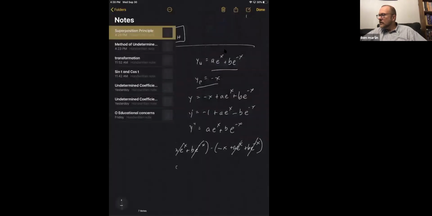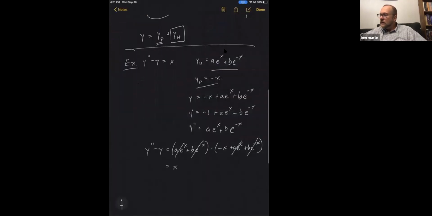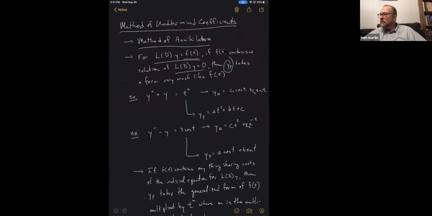So going back to the iPad again. And oops. And we want to look at the method of undetermined coefficients. Okay. So the method of undetermined coefficients is how to guess your y sub p. That's what it's about.